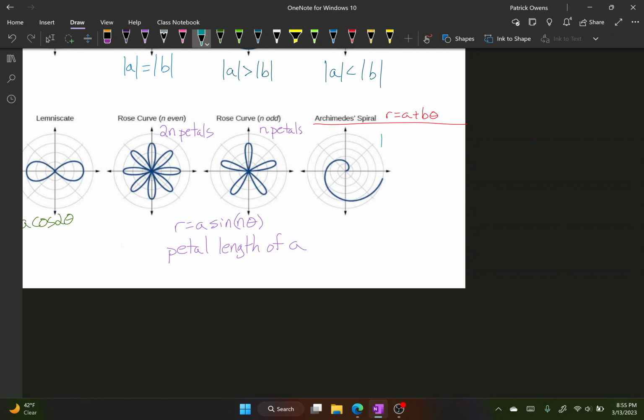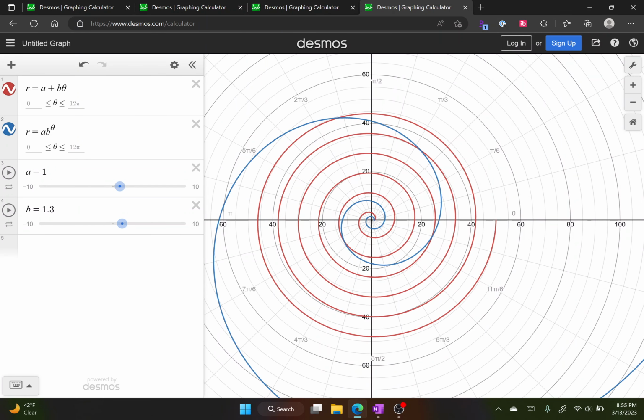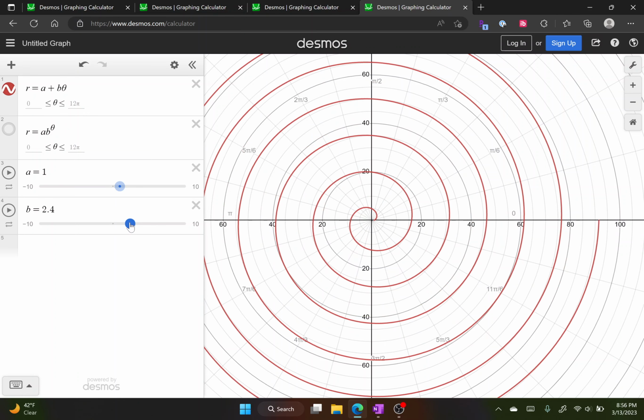Then this is called a logarithmic spiral, which has the function a times b to the theta. Let's take a look at the difference between these two. So this red one is our Archimedes spiral. There is a constant distance between each ring, and that is going to be identified by b.